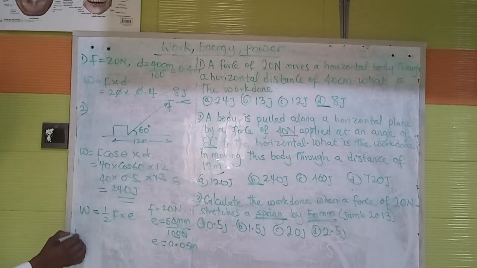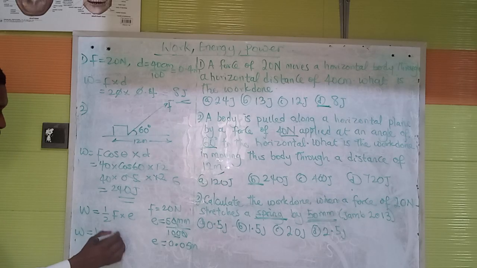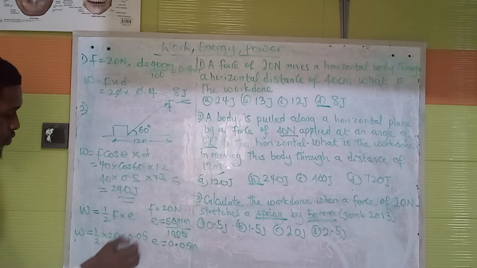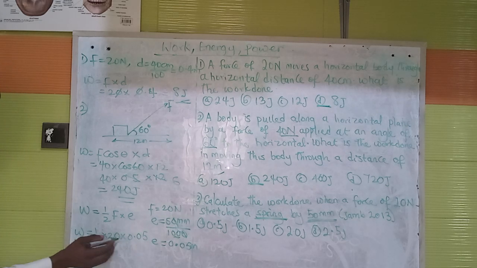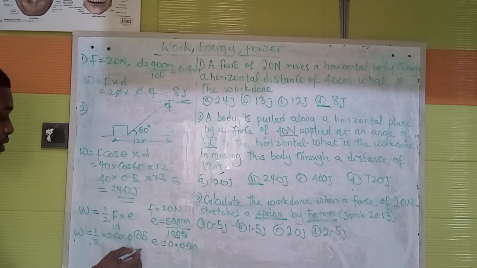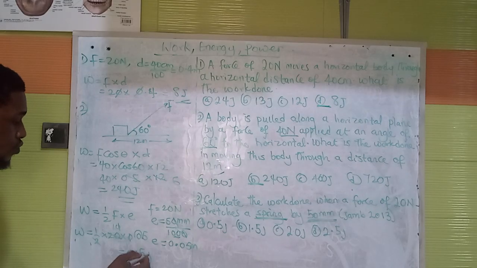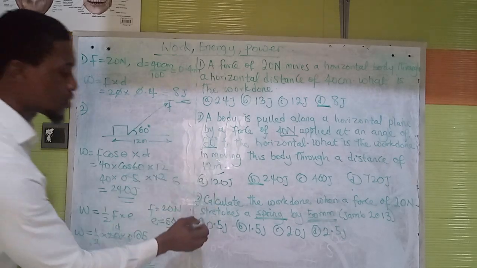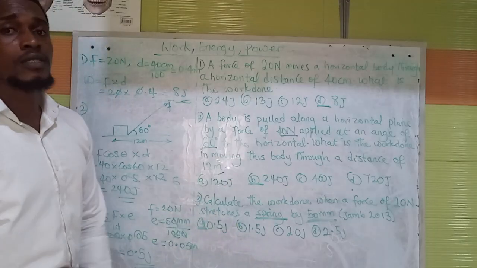So from here we have work done equal to 1 over 2 times your 20 times your extension, which is 0.05. So 2 goes here, 1, 2 goes here, that gives us 10. So 10 times 0.05 becomes 0.5. Alright, so there you have it.